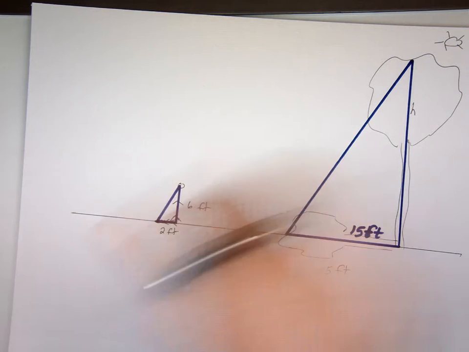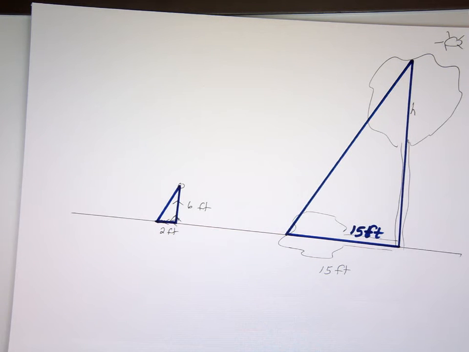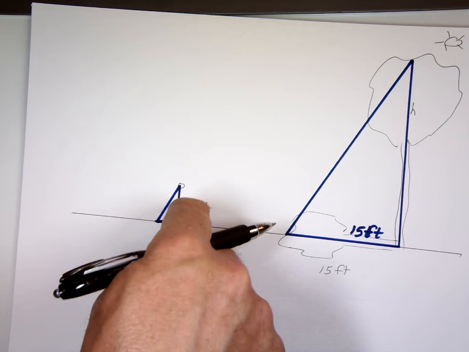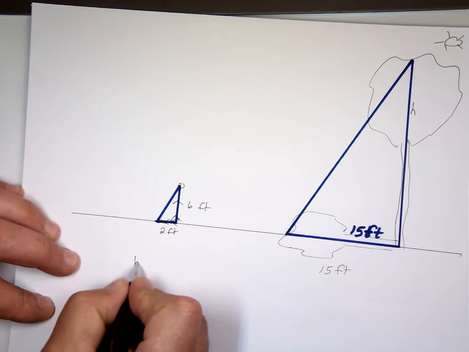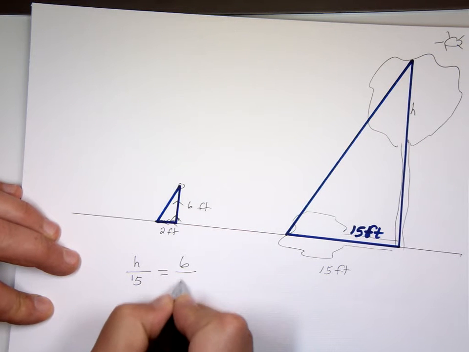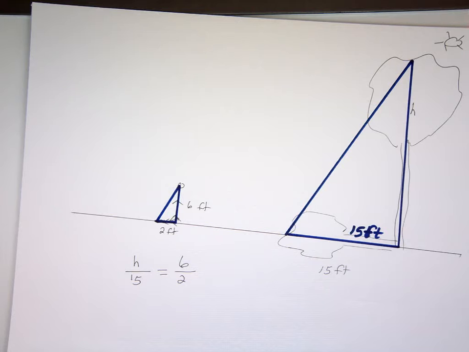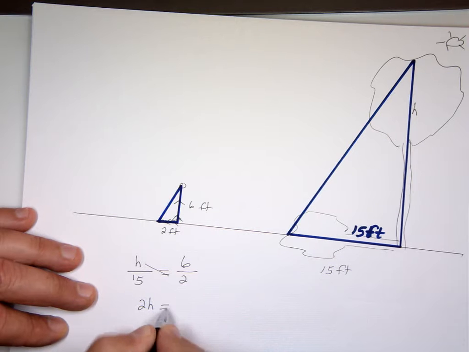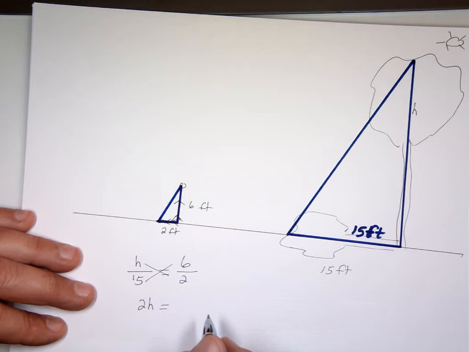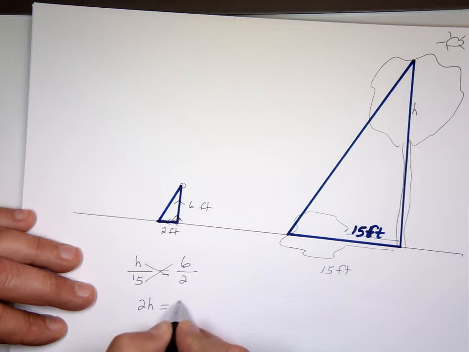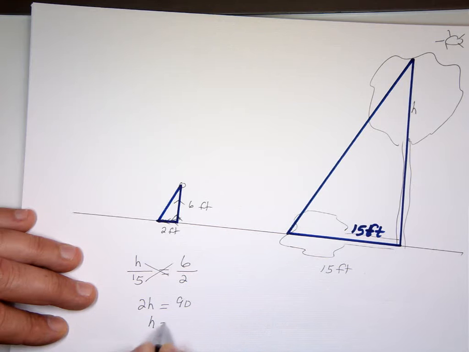If we do them at the same time, like within minutes of each other, you have similar triangles. And you can do the ratio of the height to the shadow, which should be the same as the height to the shadow. The height is h, the shadow is 15, which should equal the height of the person, 6, to its shadow, 2. You can cross multiply. 2h equals 6 times 15. 60 and 30, what's 60, 90 here? What's h equal to? 45 feet.